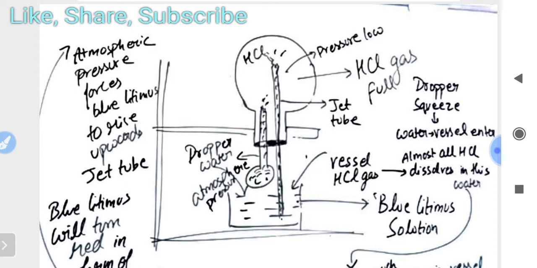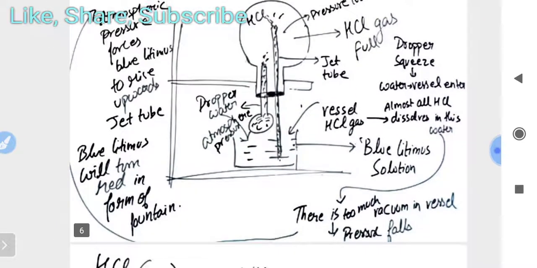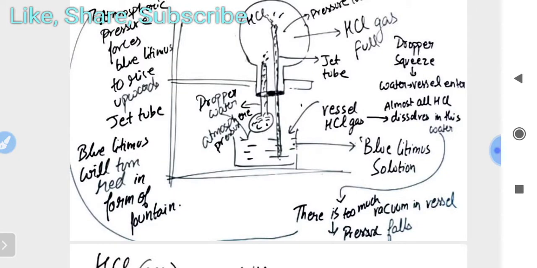The first thing you have to understand is the dissolvability in water: when we squeeze, it dissolves the HCl, and pressure becomes low at the jet tube. And second thing, blue litmus turns into red. That's why we can say that the HCl gas is highly soluble in water. Okay, when we go through the chapter, you can understand this one well.